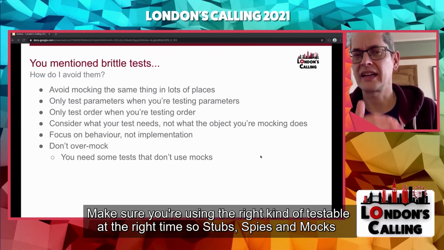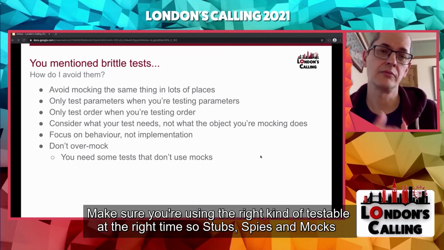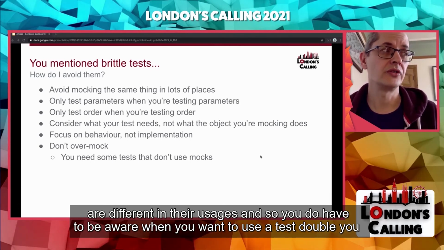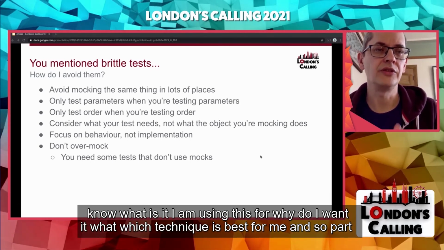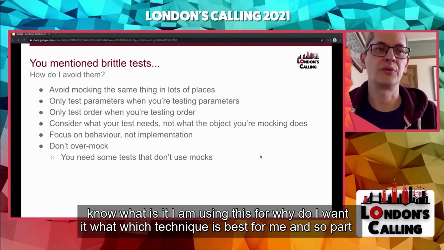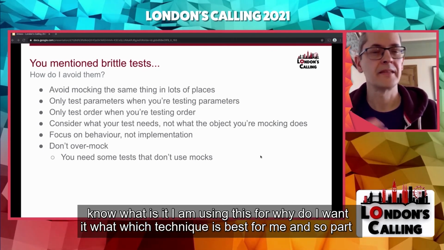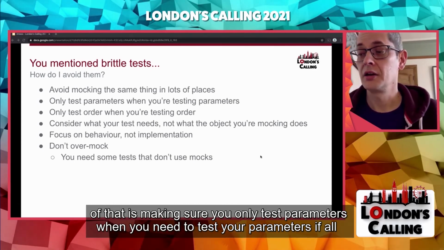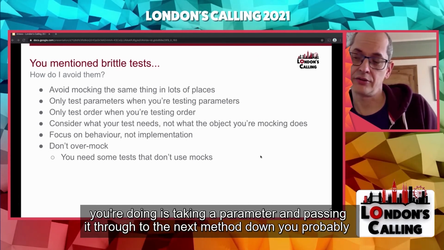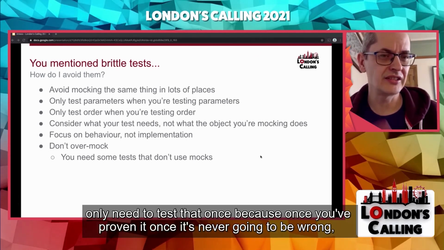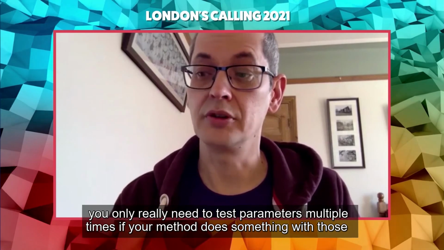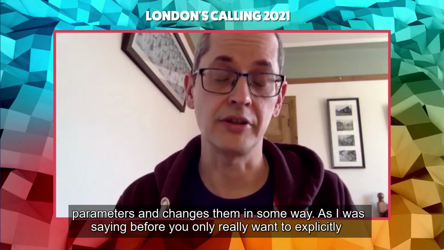Make sure you're using the right kind of test double at the right time. So stubs, spies, and mocks are different in their usages. And so you do have to be aware when you want to use a test double, what is it I'm using this for? Why do I want it? Which technique is best for me? And so part of that is making sure you only test parameters when you need to test your parameters. If all you're doing is taking a parameter and passing it through to the next method down, you probably only need to test that once, because once you've proven it once, it's never going to be wrong. You only really need to test parameters multiple times if your method does something with those parameters and changes them in some way.